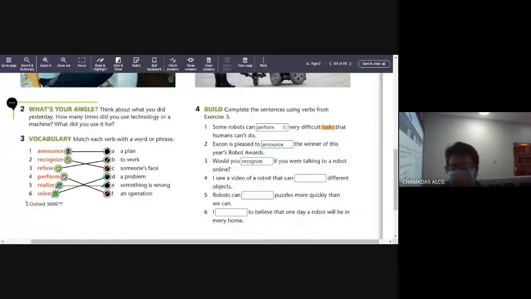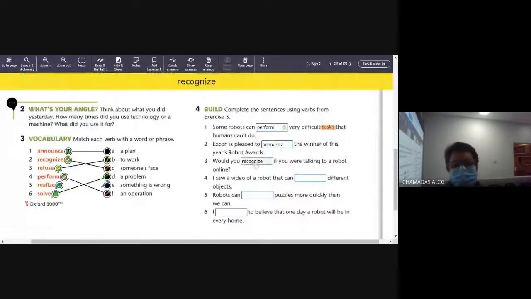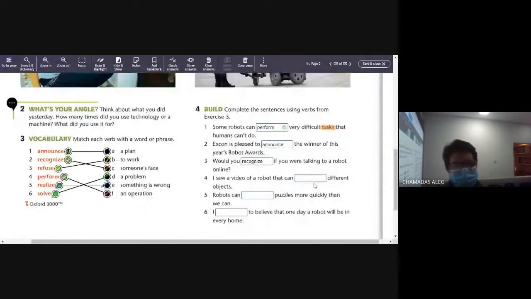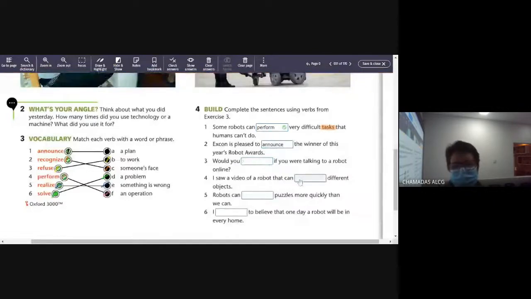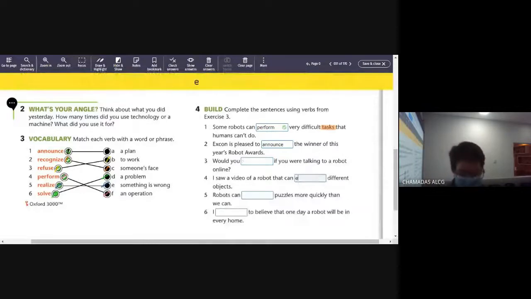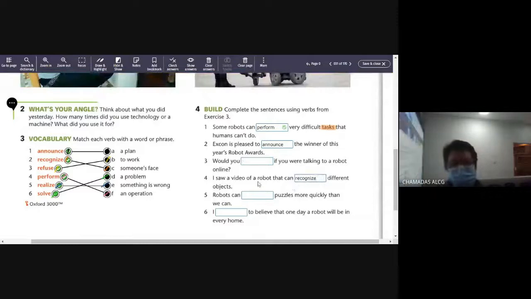I guess number 4 is the verb recognize. It matches more. So let's change this. Okay, let's put recognize here. I think it's better. So, I saw a video of a robot that can recognize different objects. And here, would you realize, okay, if you were talking to a robot online, I think it's better.